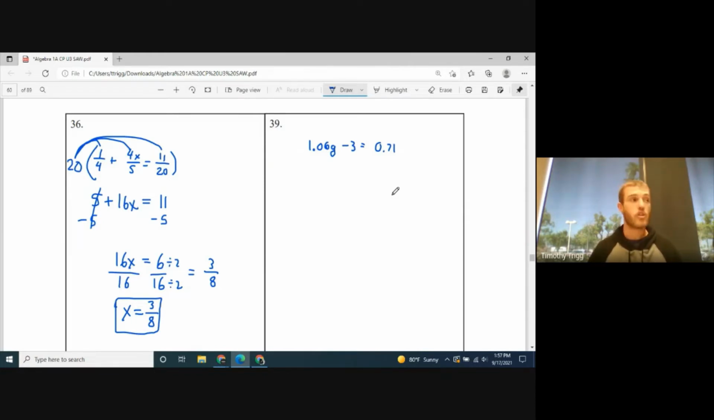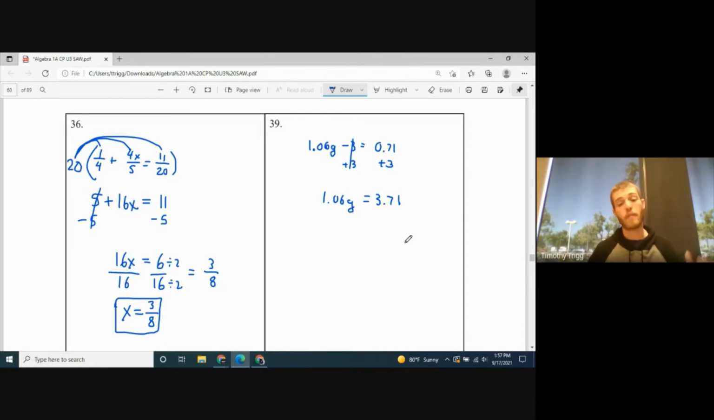It's no big deal. You can still add them to both sides. You can still divide them on both sides. You can still subtract them on both sides. So your goal is the same. You're just trying to get your variable, in this case, we're trying to get g by itself. So the first step here, we're going to add 3 to both sides of the equation. That'll cancel over here, leaving us with 3.71 on the right, and then 1.06 g on the left.